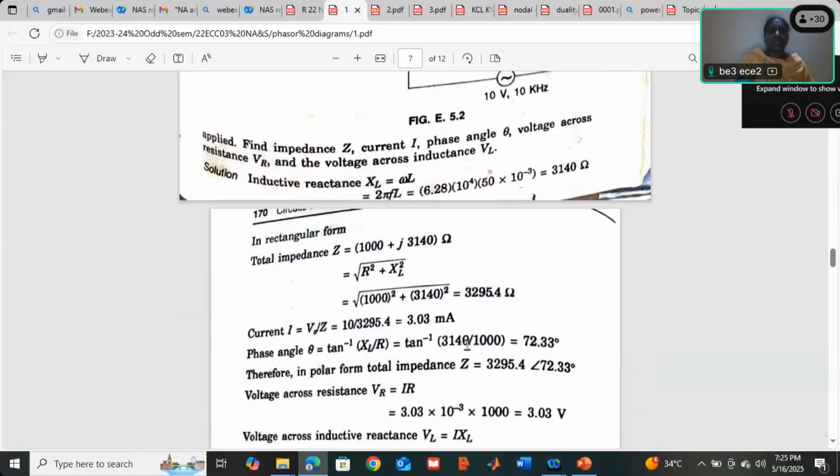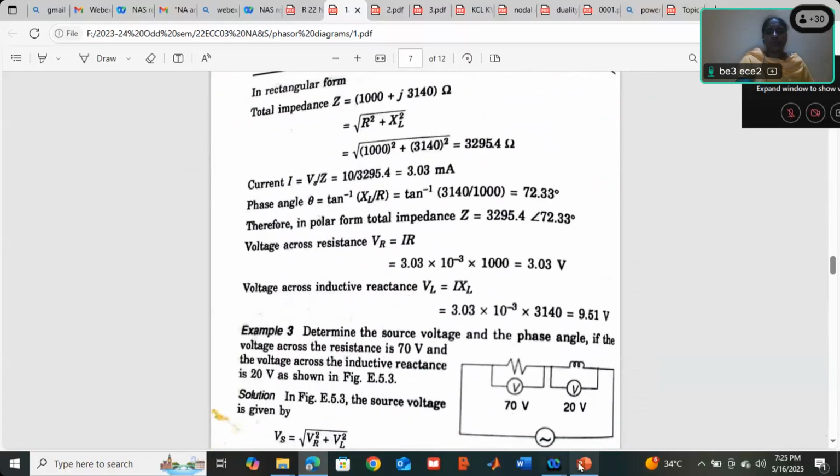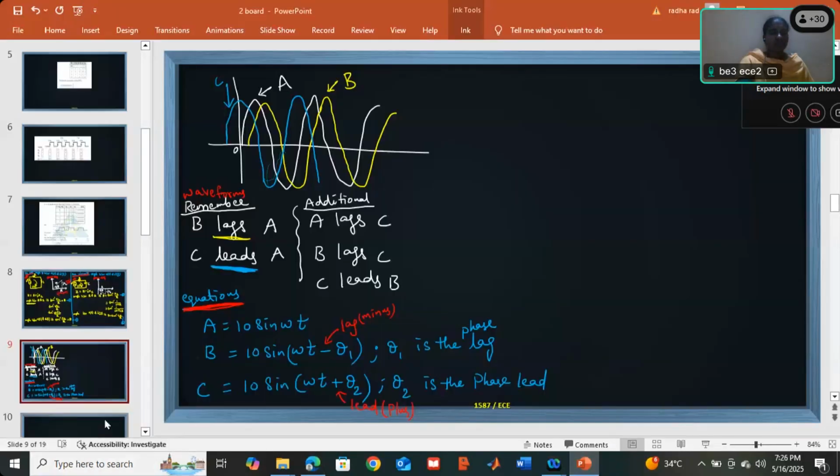Once you calculate the Z value, the supply voltage divided by Z becomes the current, and then you can calculate VR, which is nothing but I into R, and VL, which is nothing but I into XL. Very easy problem, what we have discussed so far.